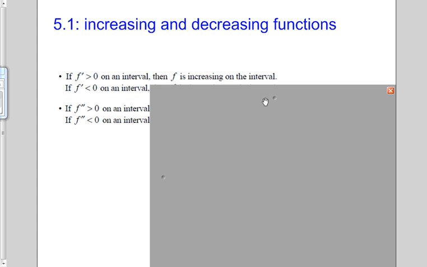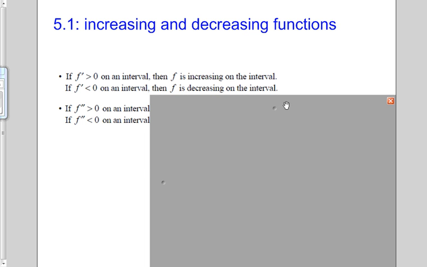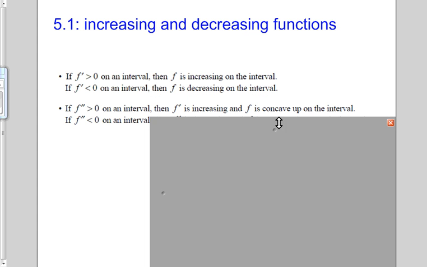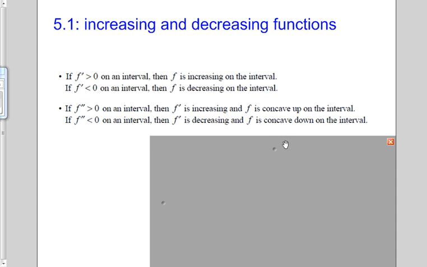The first says if the first derivative is greater than 0, which means the slope is positive, then the function is increasing. If it's less than 0, the function is decreasing. And by looking at the second derivative, we know that if the second derivative is greater than 0, our function's concave up. The derivative is increasing. And the opposite is true if the second derivative is less than 0. So from the first and second derivatives, we can tell a lot about a function.